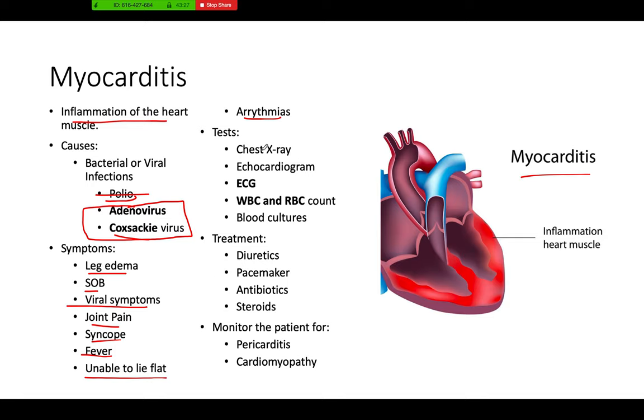So what do we need to do testing-wise? A chest x-ray, look for swelling of the heart. Echocardiogram, ECG, look for functioning of the heart. White blood cell count is going to be key here. We know that it has some infectious cause, so let's do a white blood cell count. And what number do we look for on white blood cell count to confirm an infectious cause?